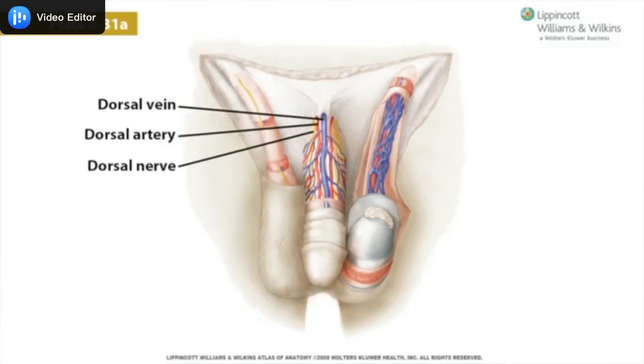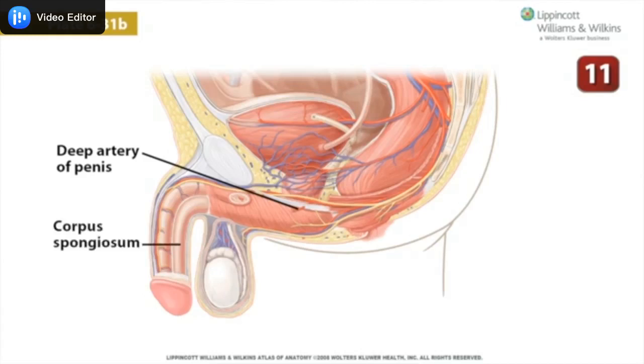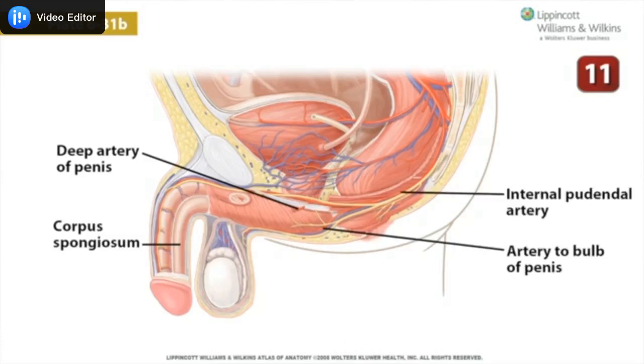On the dorsum of the penis, deep to Buck's fascia, are the dorsal nerve, artery, and vein of the penis, which are the terminal branches of the pudendal neurovascular bundle. The dorsal nerve of the penis provides sensory innervation to the penis. As mentioned previously, the corpora cavernosa are supplied by the deep artery of the penis, while the corpus spongiosum is supplied by the artery to the bulb of the penis. Both of these arteries are branches of the internal pudendal artery.